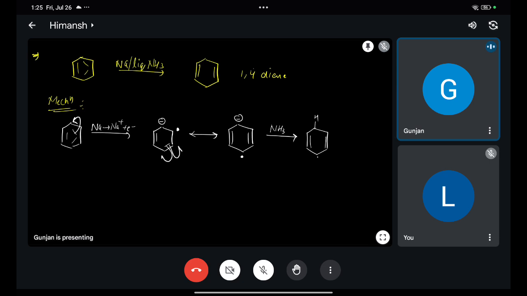After this, NH3 will supply the hydrogen over here. We will get a radical. Sodium will also be there. Sodium will convert again to Na positive and an electron. So this will convert to a negative. And finally, one more NH3 will supply hydrogen to this as well. So that is how we are getting the hydrogens over here. Got it?